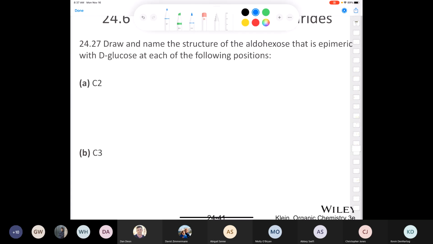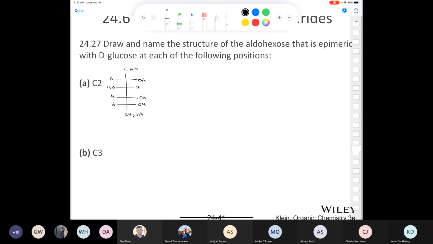Okay, let's see. Question 24.27 says draw and name the structure of the aldohexose that is epimeric with D-glucose at each of the following positions. Let's start by drawing D-glucose. If you did some practice over the weekend, you might have this one memorized by now. I'll draw it as neatly as I can. So there we go. So we have a hydroxyl here. We have another one here. There we go. All right, like that. Then we fill in our hydrogens.